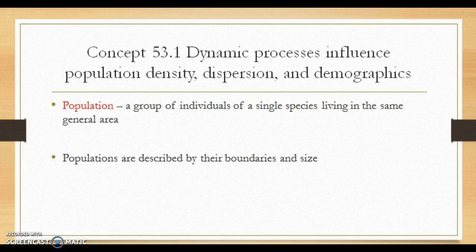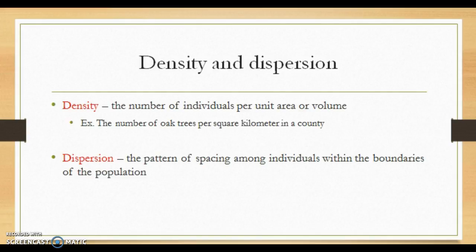We're going to be looking at populations and population density, dispersion, things like that. So let's start with population, just to recap what it is. I know we already spoke about this one. It's a group of organisms of the same species that are able to reproduce and produce viable offspring and live in the same area. Populations are described by their boundaries, where they happen to inhabit, which area they live in, as well as the size of the population.